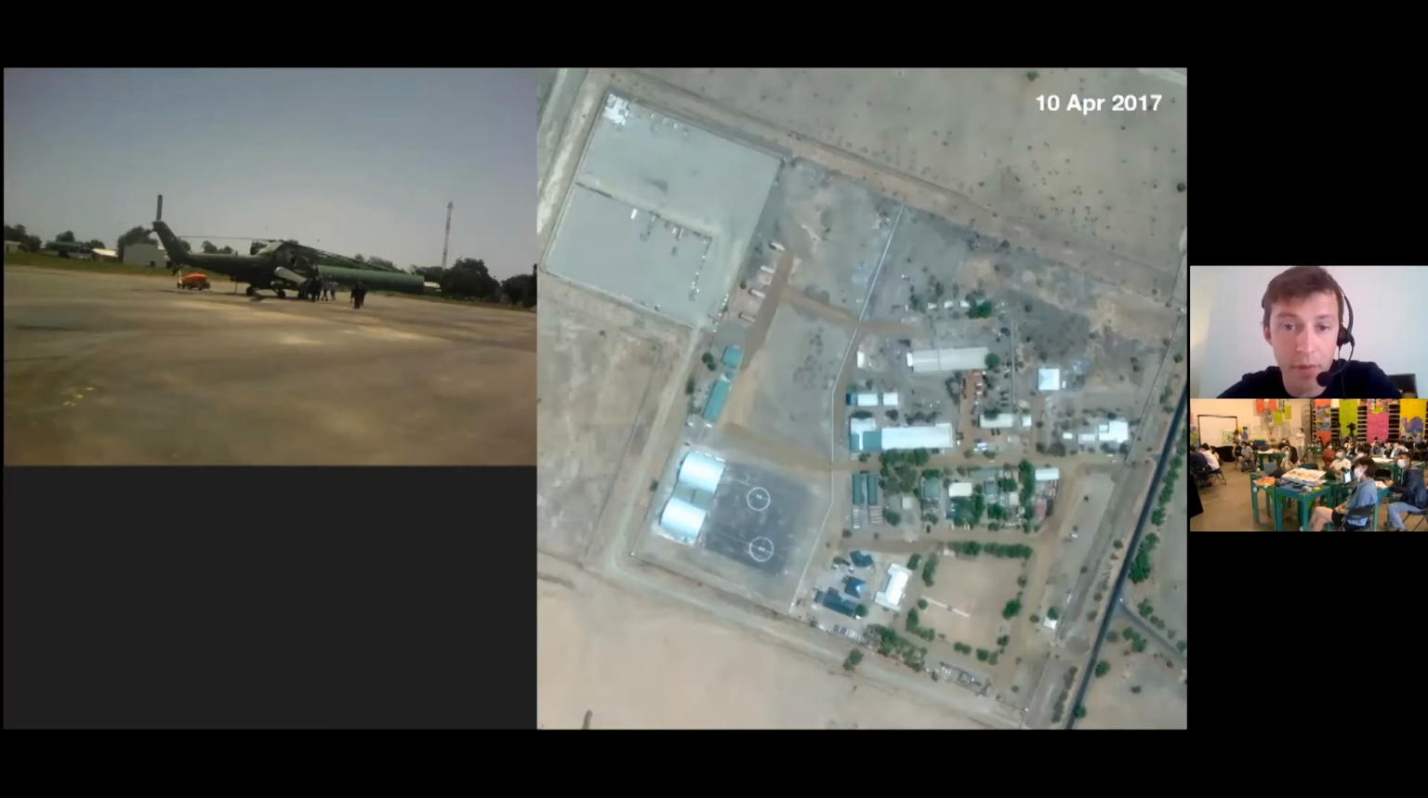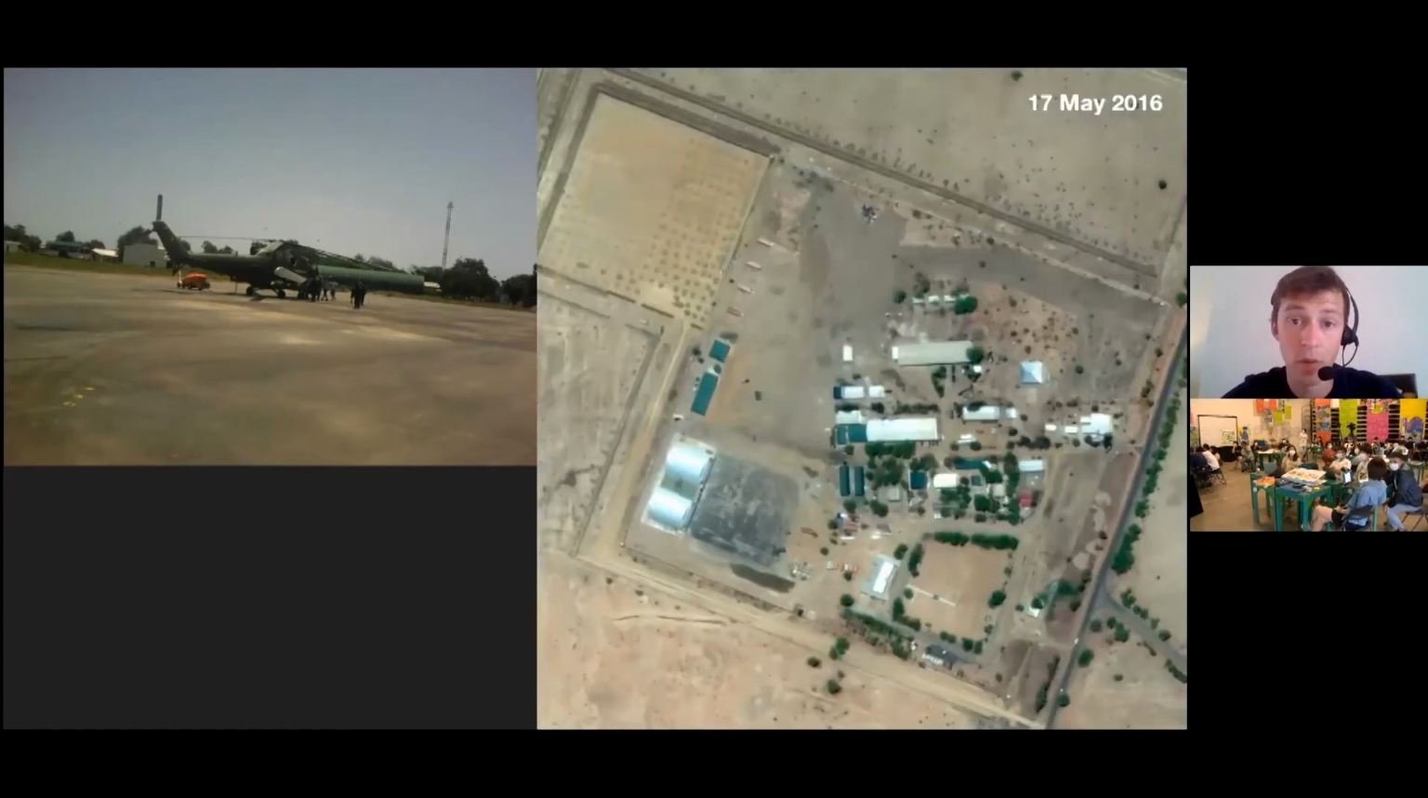Did anyone find information perhaps about the sales of helicopters to Cameroon? Because there is some information out there about this particular model of helicopter and who sold that to them. And then we can begin to match up information that we find in the public domain with information that we find on satellite images. So let's have a quick think about these satellite images while we're here.